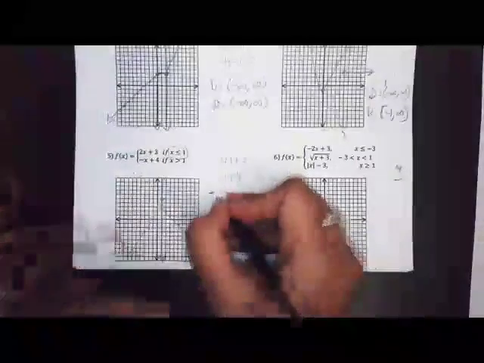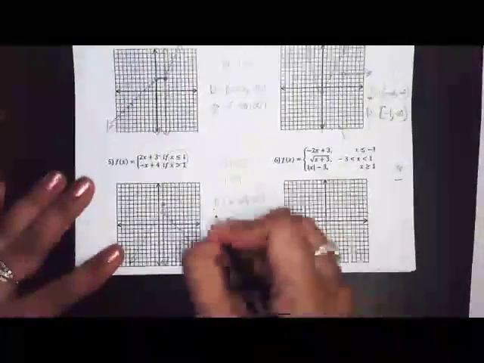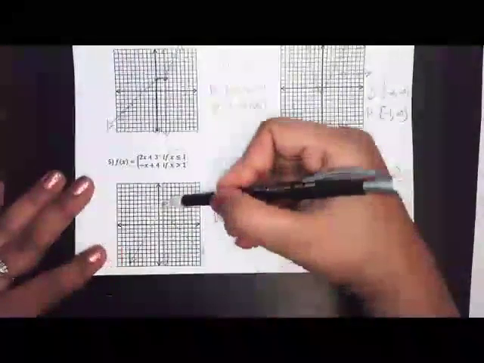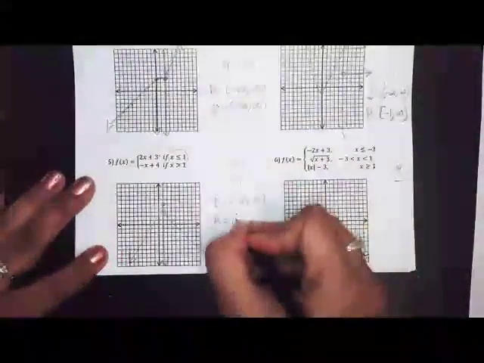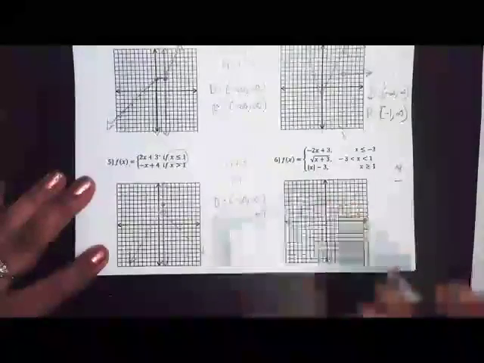So the domain of this function is again all real numbers, which is negative infinity to infinity, and the range of this function is, the highest value of this function is 5, but the lowest is negative infinity, so we always go from the lowest to the highest, which is negative infinity to 5.